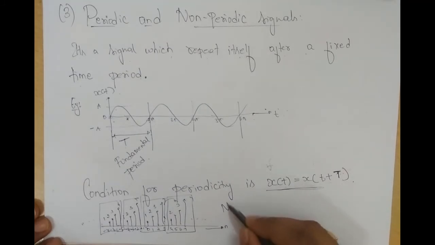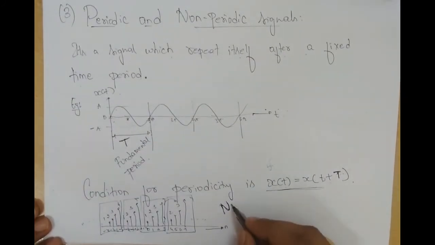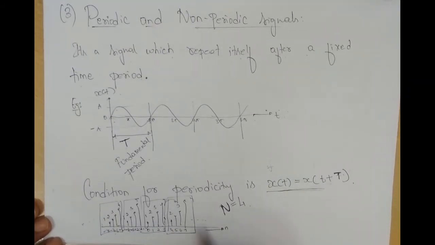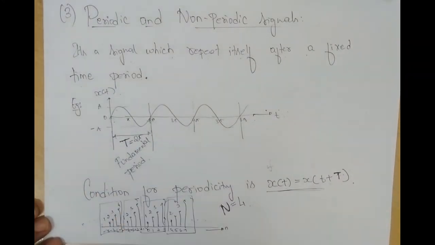Here the fundamental period in discrete time we call capital N, whereas in continuous time we call it capital T. Here the fundamental period is 4 samples, 1 2 3 4, because every 4 samples it is repeating. In the earlier example the fundamental period is 2 pi, because every 2 pi the signal is repeating. Okay. So this is the example for a discrete time signal.